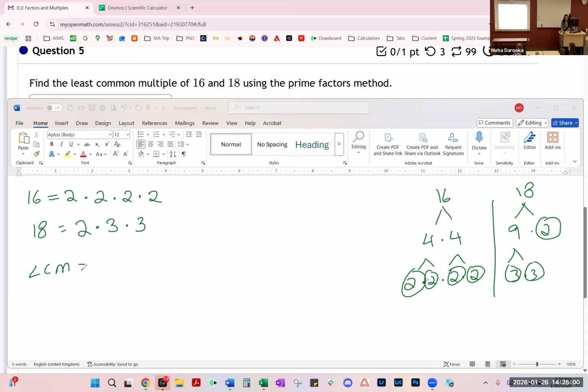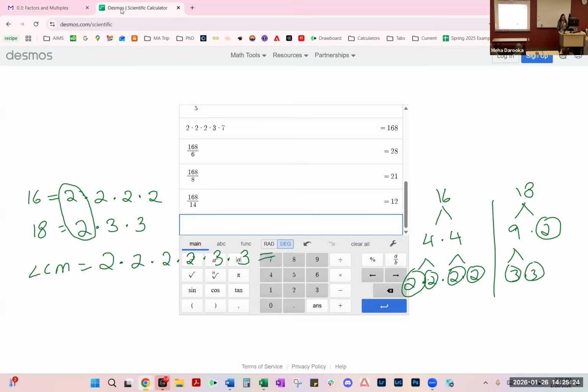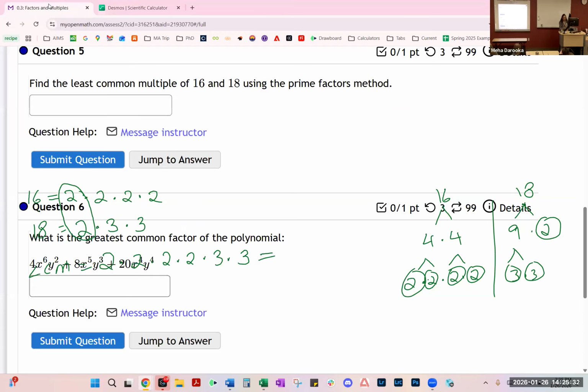So in this case, you can see for your least common multiple, one of the 2's is common between both the numbers. So you write that down. And then basically everything that's remaining. So 2, 2, 2, 2, 3, 3, which will be basically 16 times 9 that we're looking at. 144 is going to be our least common multiple.